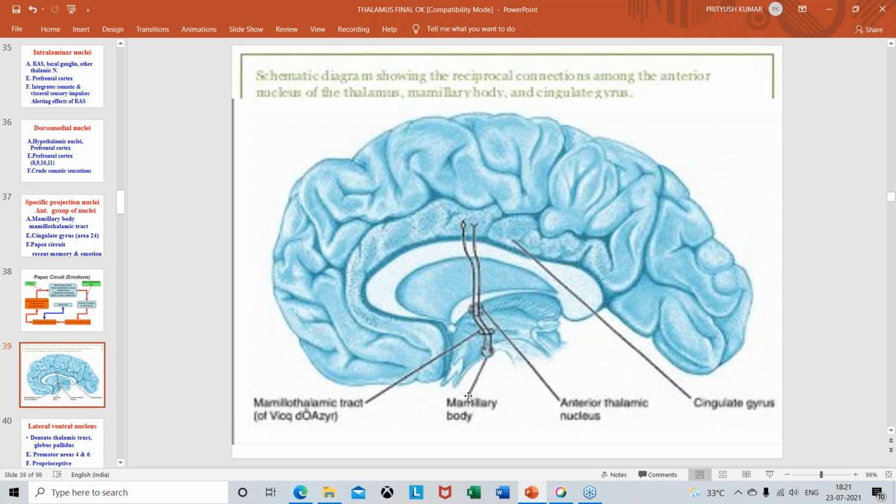So in this diagram, you can see this is the mammillary body, and this is the anterior thalamic nucleus, and this is the cingulate gyrus. We'll discuss the Papez circuit again in the limbic system next week.